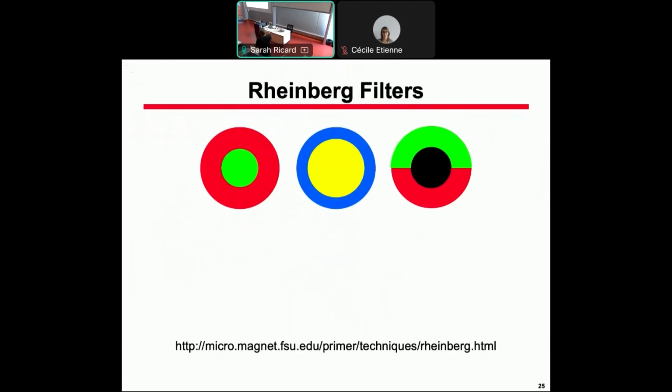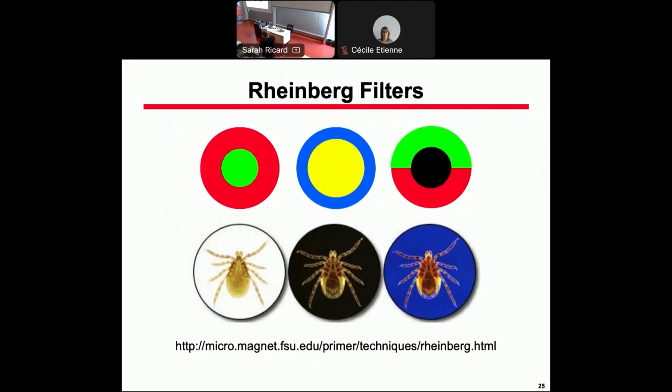There have been many Reinberg filters. You can imagine whatever you want. And for example, here is a small animal observed in white field. In dark field, we see different things. It's better contrasted. And here we have a Reinberg filter. So if you are used to Reinberg filters, it's quite easy to realize that the central disk was blue. There is no sample. And the annular ring in that case was red.